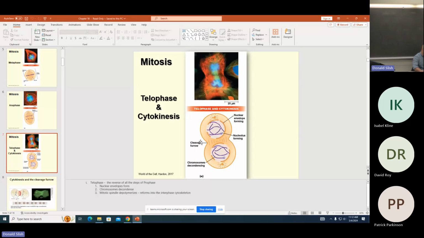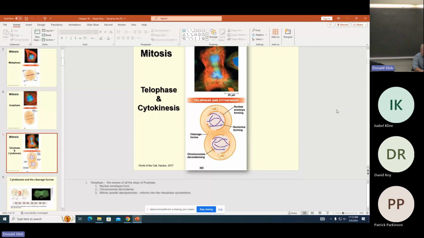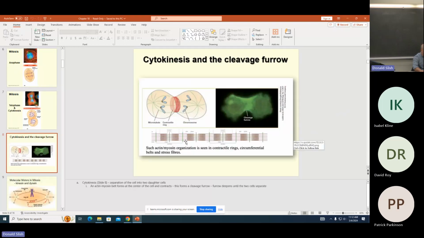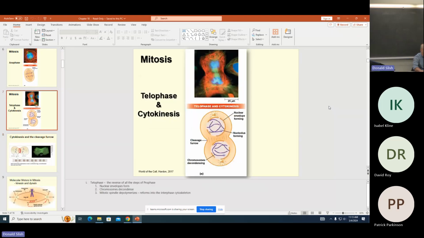And so basically, this is the end of mitosis, when you've got your nucleus separated into two nuclei. And then the cleavage furrow starts to form. And the cleavage furrow is caused by actin and myosin. Looks very similar to the structure you see in skeletal muscle, right? We've got a contractile apparatus here, but it's going around it like a belt. And the belt gets shorter and shorter and thinner until the whole thing separates into two cells. So that's our cytokinesis.